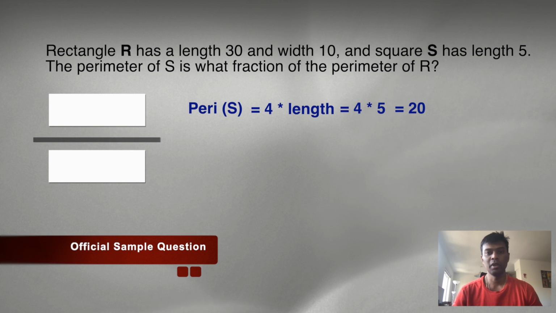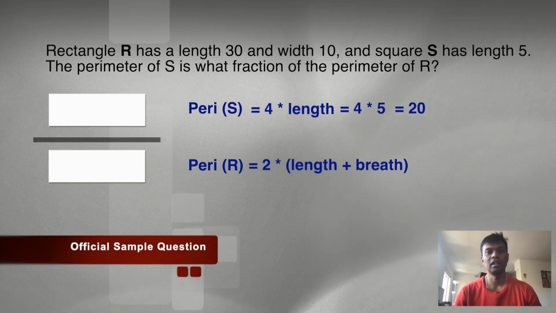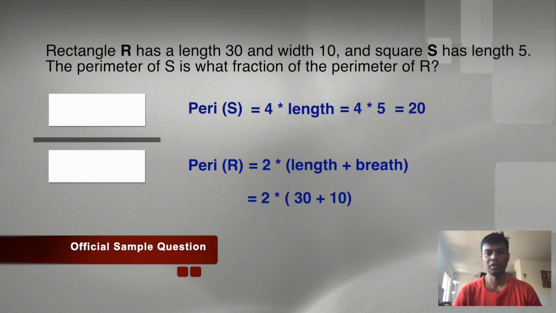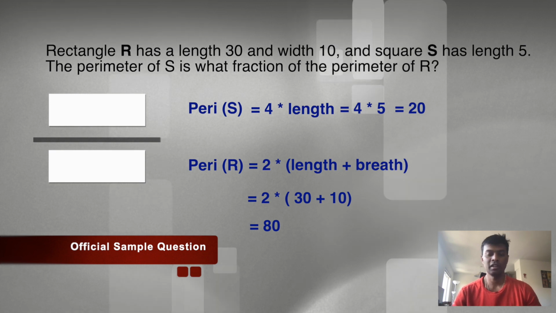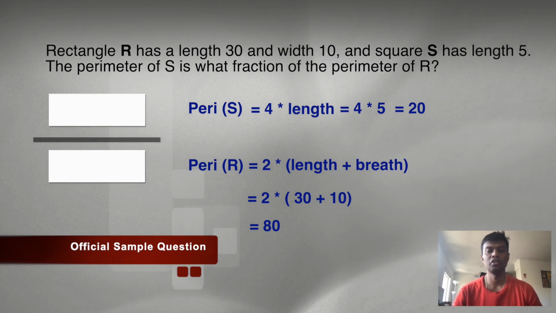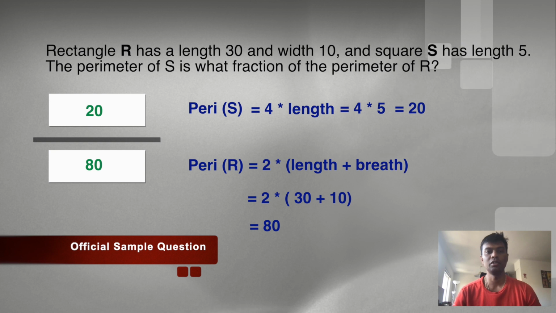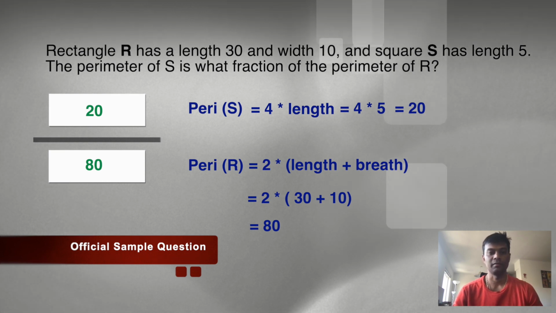Now the denominator of this fraction is given by the perimeter of rectangle R, which is 2 times length plus breadth, which is given by 2 into (30 plus 10), which is 2 into 40, equal to 80. Now, while you're entering this answer, you just need to enter 20 and 80. We don't need to simplify it into a smaller fraction.